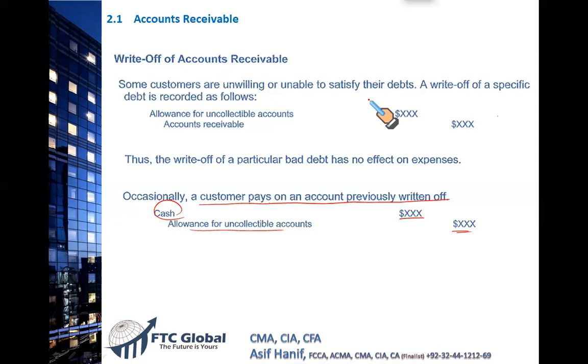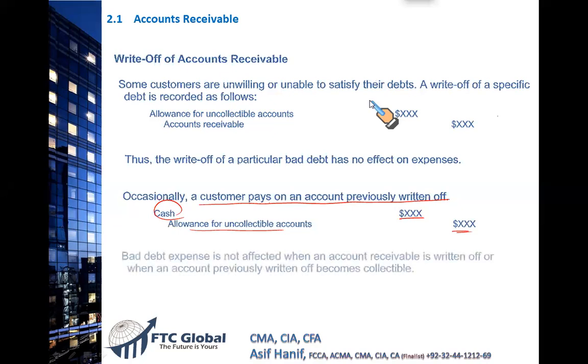How come? That's what I'm going to explain. Bad debt expense is not affected when an account receivable is written off, or when an account previously written off becomes collectible, when you receive the amount which was previously written off. Remember, when a bad debt is written off, you debit the allowance, credit the account receivable. When a previously written off bad debt is recovered, you debit cash, credit allowance, which means the entry related to the allowance is either debited or credited in case of bad debt written off or bad debt recovered.